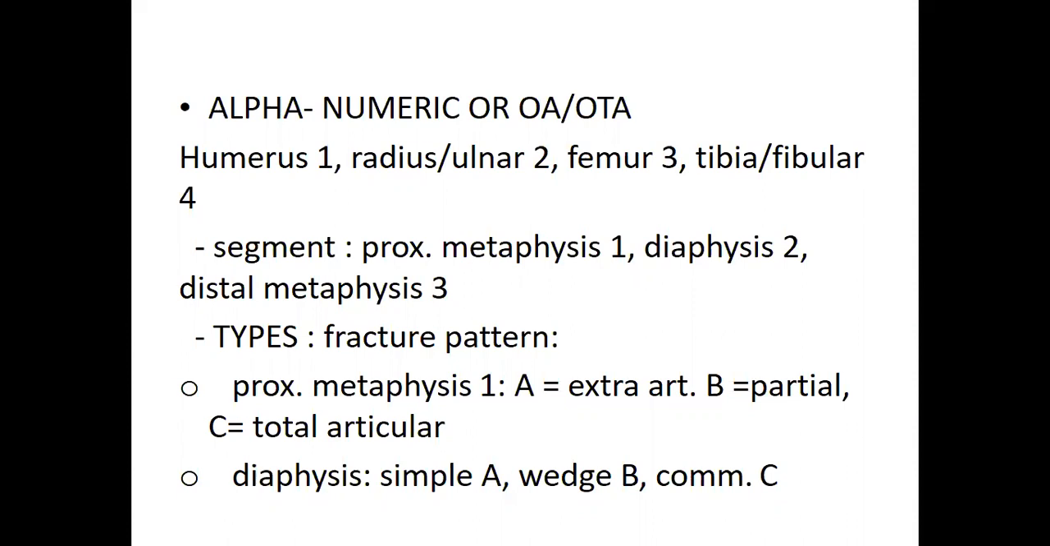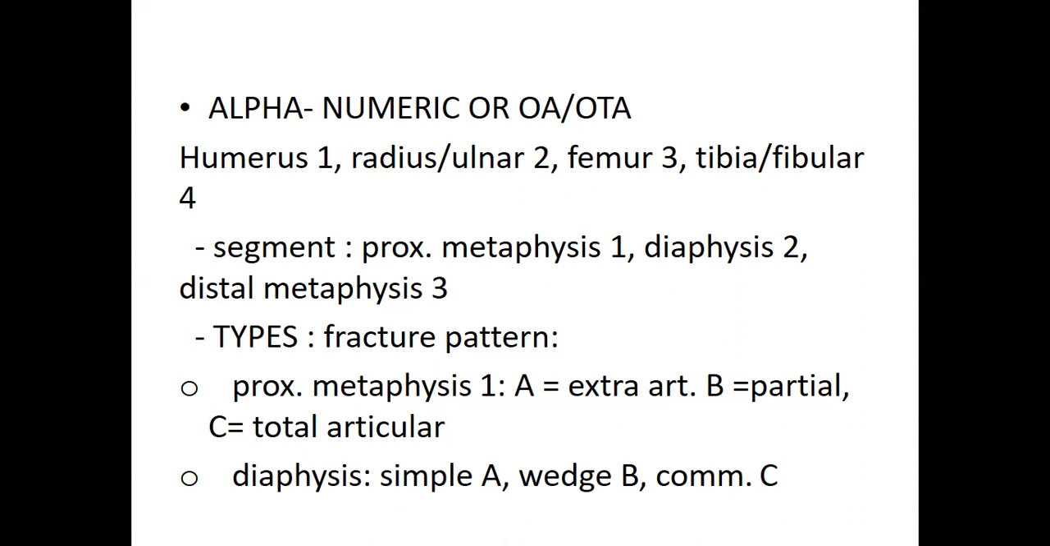So, as I said earlier on, the proximal metaphysis is called one. Then the diaphysis is called two. Then the distal metaphysis is called three. Each of them is further divided into subtypes. The proximal metaphysis could be A, if the fracture is extra-articular; B, if it is partially articular; C, if it is totally articular, all the fractures are within the joint.